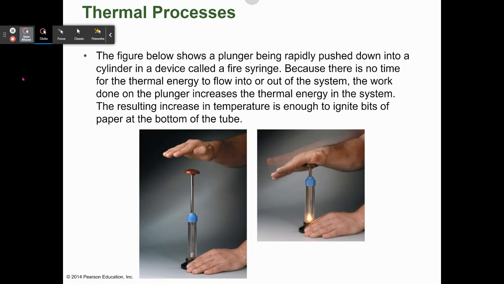And this is just giving you some more examples of those things. The figure below shows a plunger being rapidly pushed down into a cylinder in a device called a fire syringe. Because there is no time for the thermal energy to flow into or out of the system, the work done on the plunger increases the thermal energy in the system. The resulting increase in temperature is enough to ignite bits of paper at the bottom of the tube.